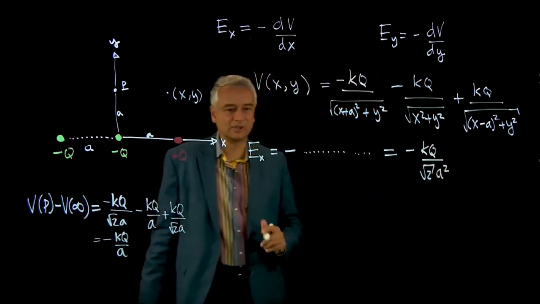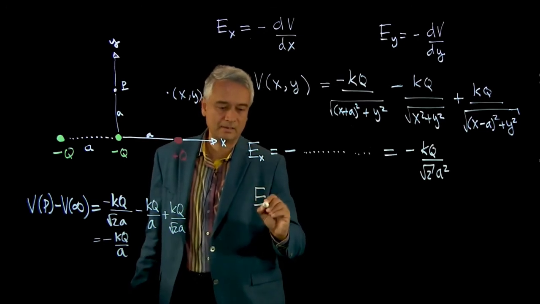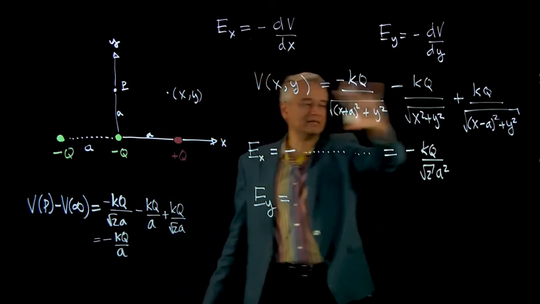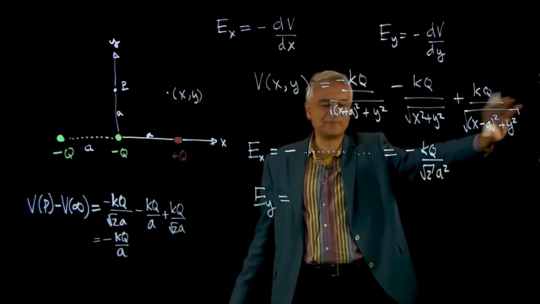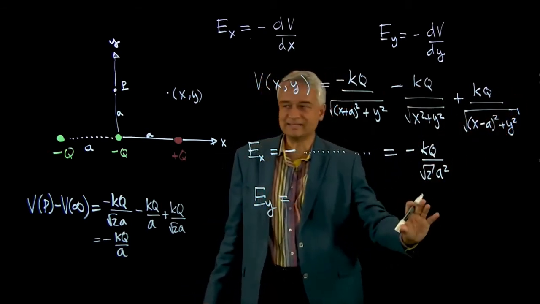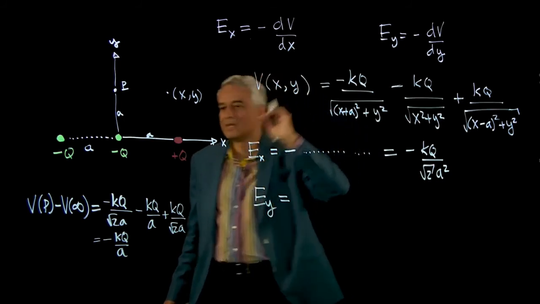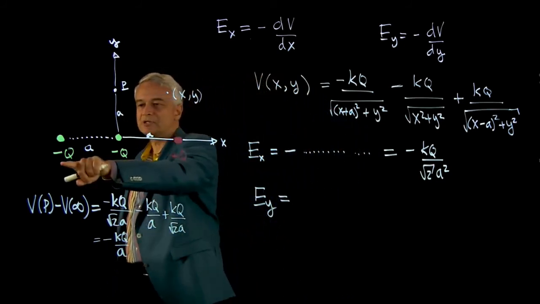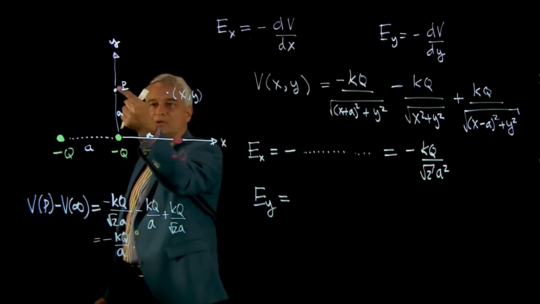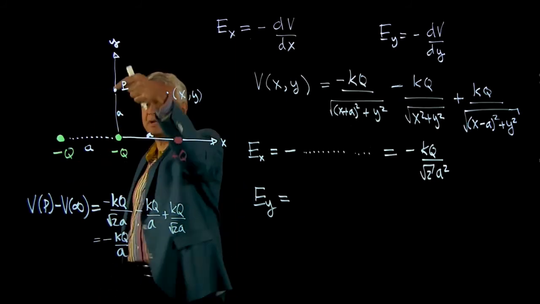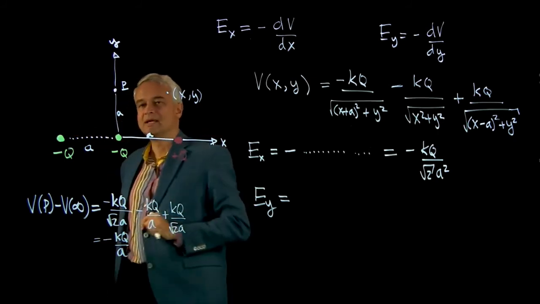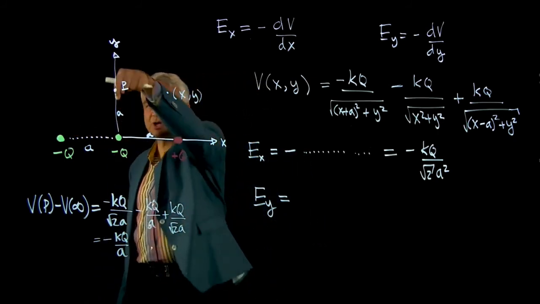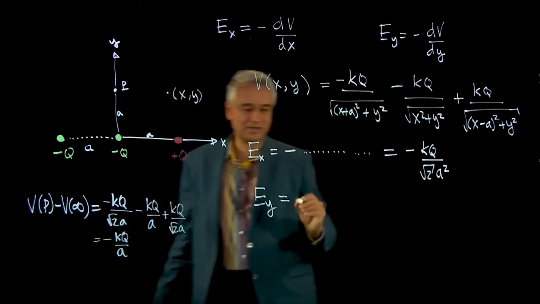Similarly, for Ey, what do I do? I do minus dV/dy. I take this long expression and differentiate it with respect to y. I'm going to get a big messy expression. What should its sign be? Well, let's think about the electric field in the y direction. From the two outer charges, this one pushes an electric field that way. This one pulls an electric field this way. Their y components cancel. But then you're left with this middle charge, so I expect an Ey that's negative also.